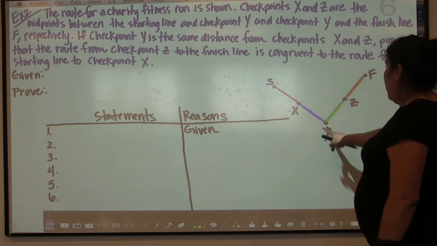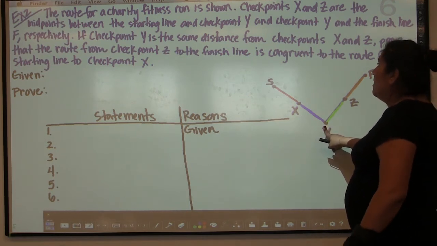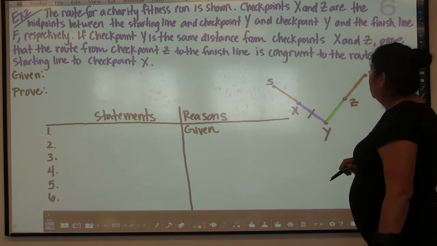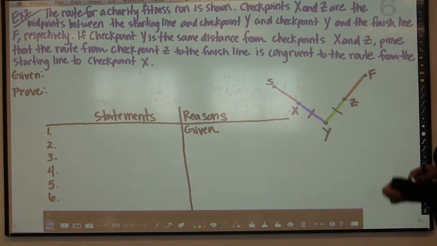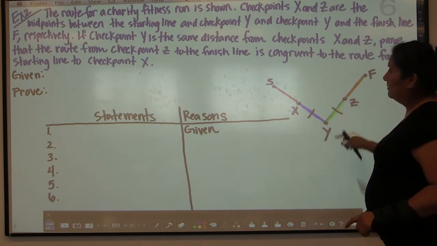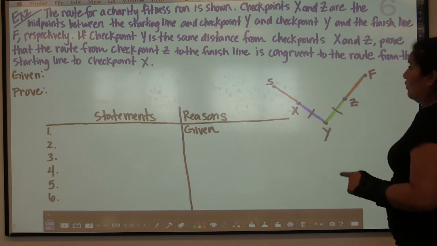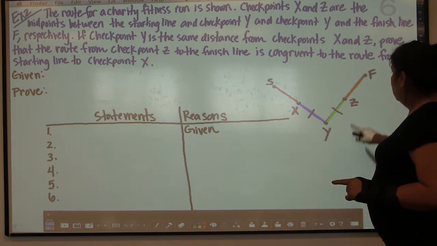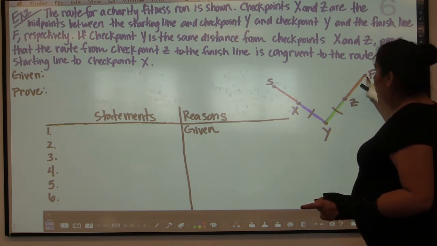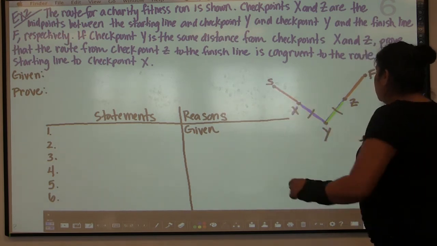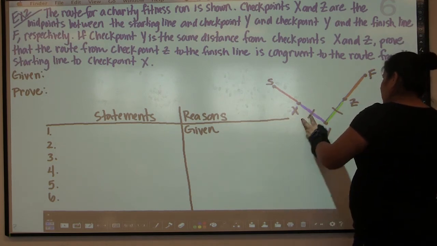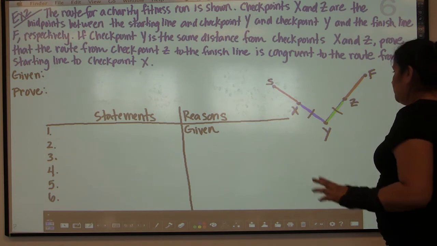It says if checkpoint Y is the same distance from checkpoints X and Z, and that's why I've marked it there, then prove that the route from checkpoint Z to the finish line is the same as the route from the starting line to X. So they want us to prove that this red portion is the same as the orange portion, provided that the blue portion is the same as this green portion. That's basically what they're asking us to do.